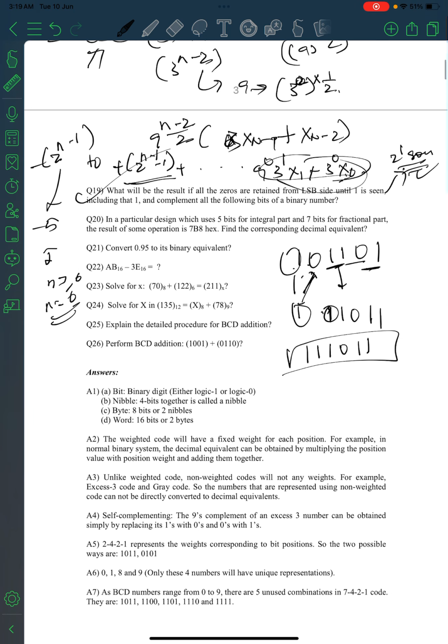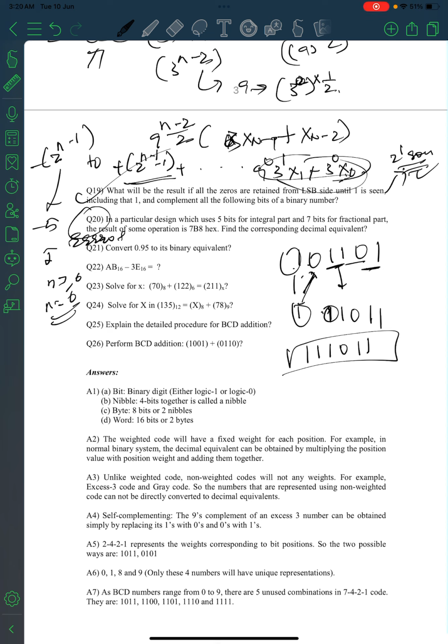For the particular design, which uses 5 bits for the integral part and 7 bits for the fractional part, the resultant of some operation is 78. I've done this question, but the answer is not tallying with mine, so I think there is some error in this question. So let's leave this question.